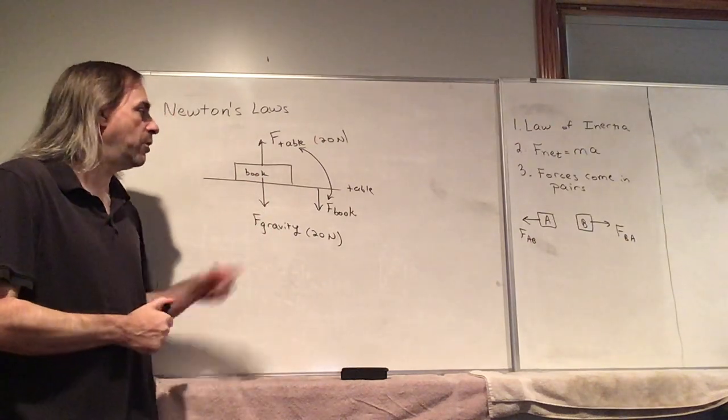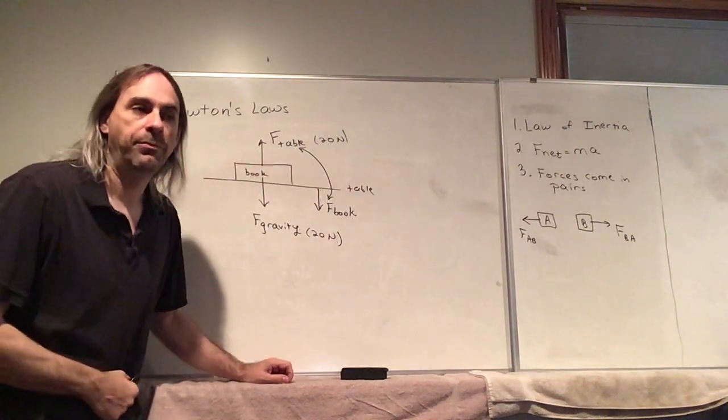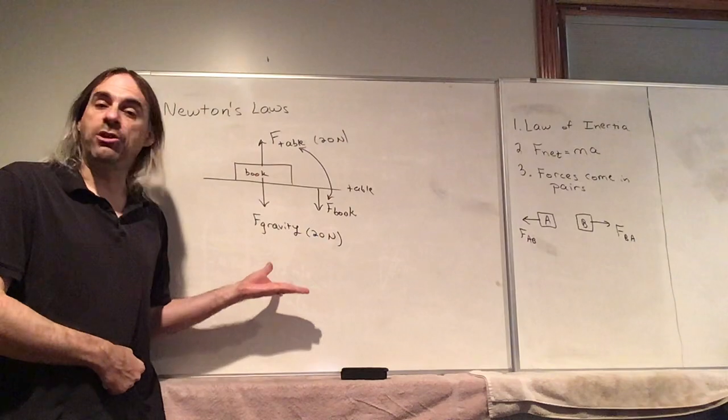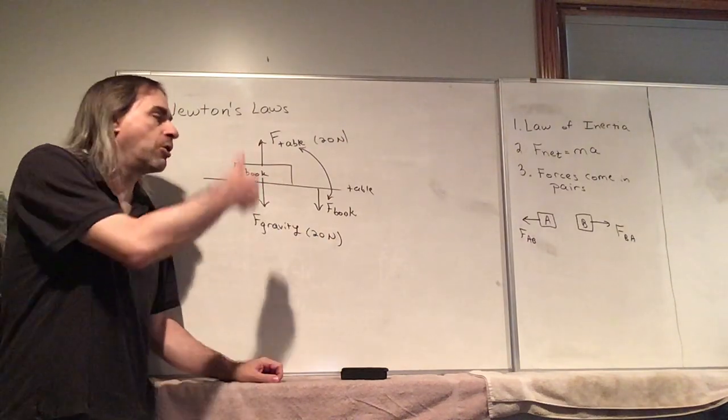So you can imagine if, instead of placing a book, say you placed a car on top of a table. Gravity is so strong, like in order to support a car, the table would have to exert a very large upward force.